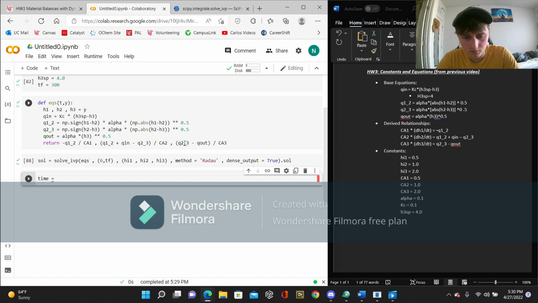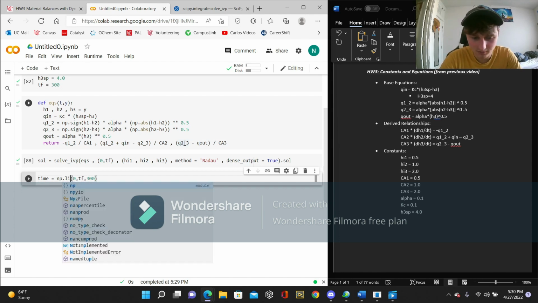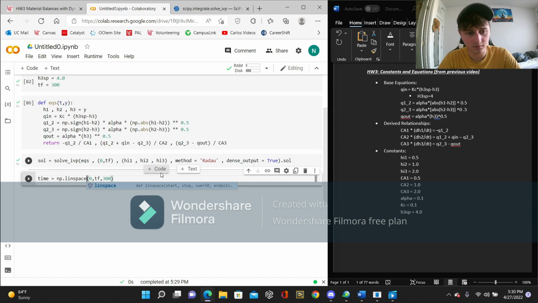Is equal to, we'll do from 0 to TF, which is 300, and we'll just do 300 evenly spaced points, np.linspace. That is going to evenly space all of those between each other.